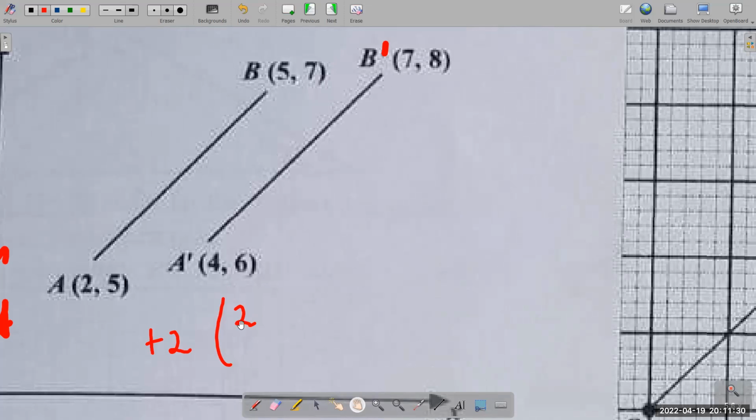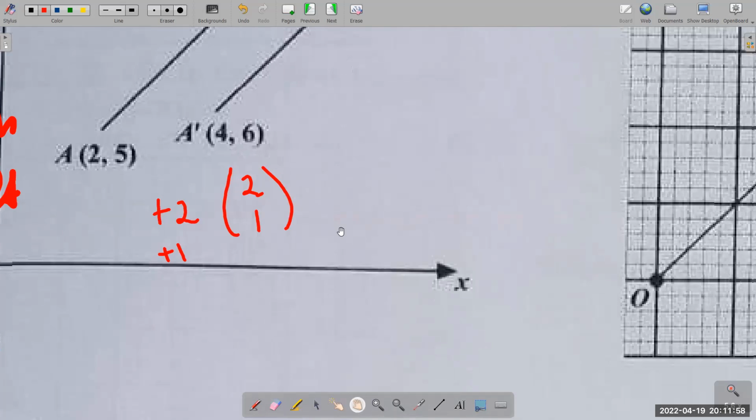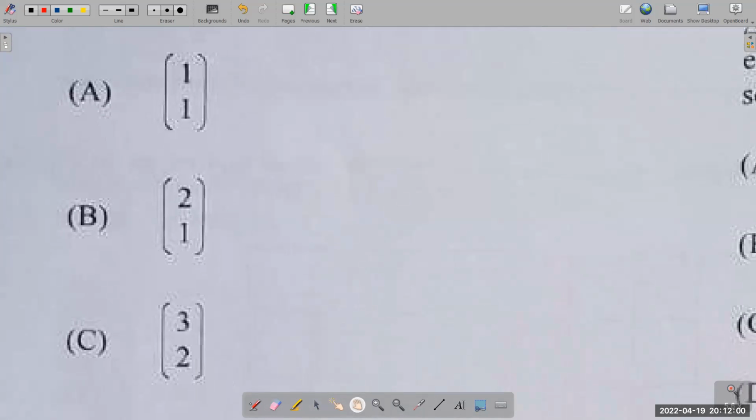The X movement is positive 2 because it moved to the right. And obviously for you to move from positive 2 to positive 4 is a positive 2. Now, let's look at the Y. Y moved up once because it moved from 5 to 6. So that's a plus 1. So you realize that's a 1 movement. Is that true for the Y? Yep. So that's our vector for the translation, (2, 1). So our answer is B.